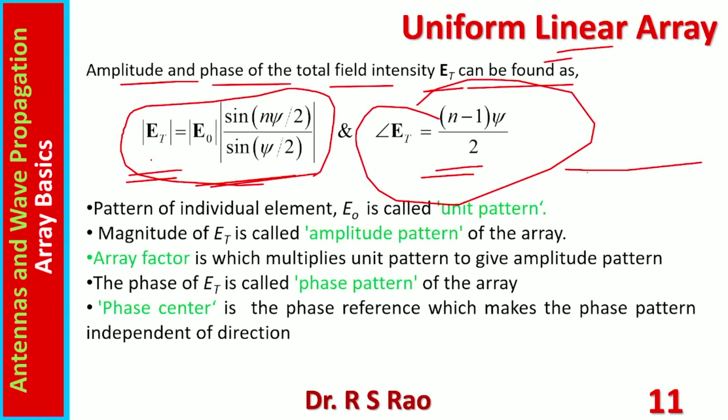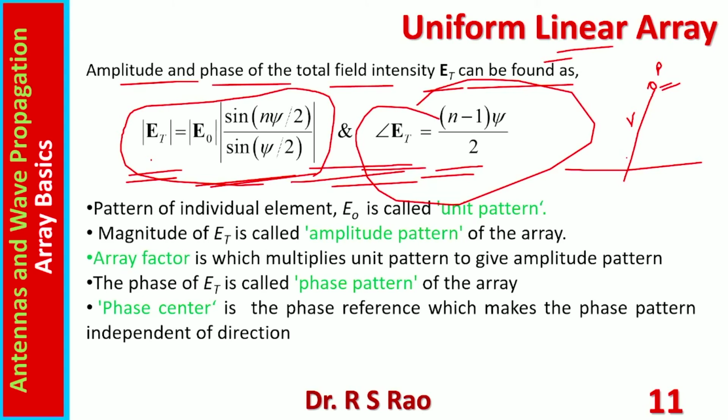Let us suppose it is being operated as a transmitting antenna. Here is a point, field point P. It is at a distance of R. When it is radiating, here at point P, there exists certain field, radiation field. What is that field? That field is given by these two expressions. First expression gives amplitude, second expression gives phase of that field. How are these two expressions arrived at?